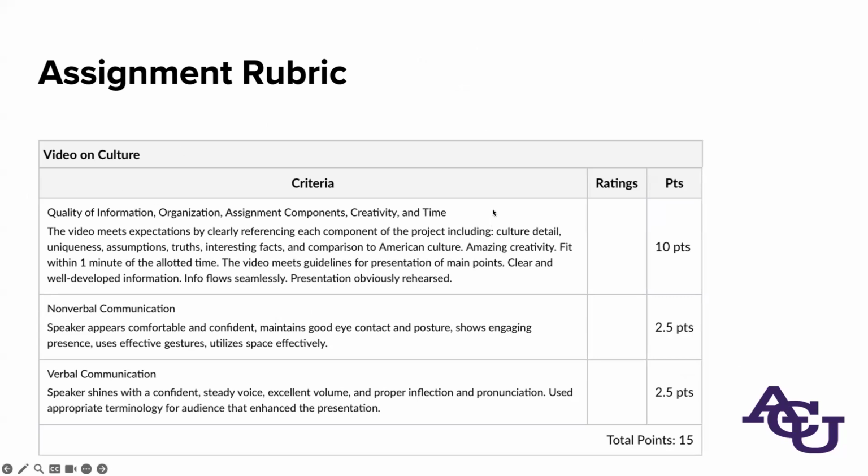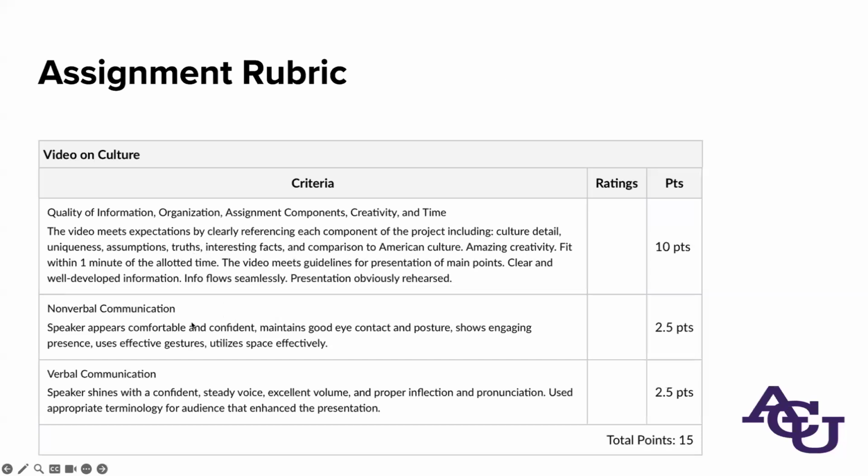So it's not strict, must be 10 minutes, 600 seconds, but fit within 1 minute of the allotted time. So that means we have 9 to 11 minutes there, which is good to know. I would still suggest planning on 10 minutes, because then if you speak a little fast, you'll still come in over 9 minutes. And if you take a little bit more time than you think, then it gives you a 10% buffer.